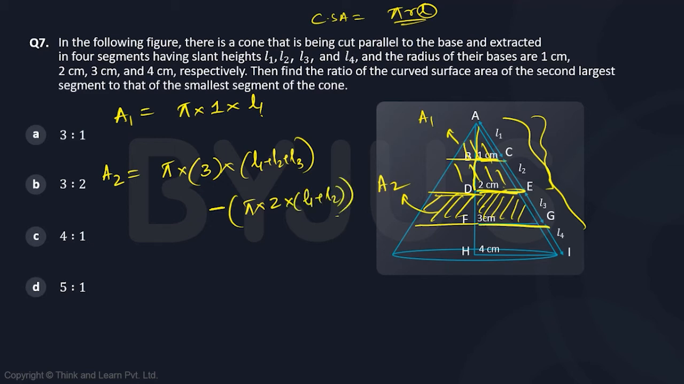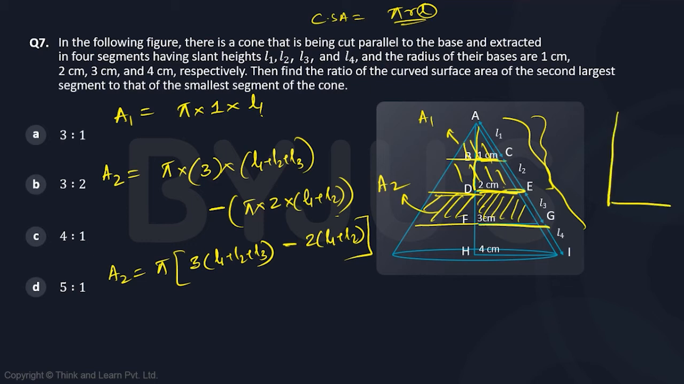Now A1 is like this, A2 is like this. If I try to simplify A2, I will take pi out common. So I will have 3 times L1 plus L2 plus L3 minus 2 times L1 plus L2. Now don't try to open the brackets for L1 and L2. Observe the two triangles instead. So if I draw this, look: this part is L1 plus L2 and this is L3. I've drawn only this line and this line. Now look at these two triangles.